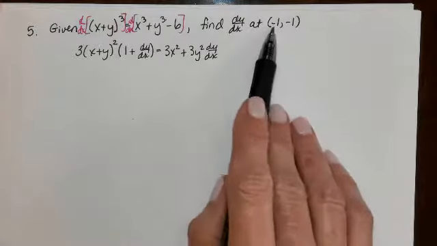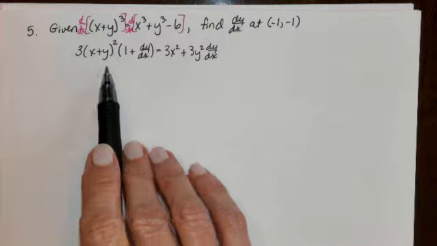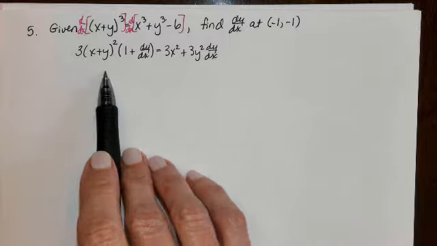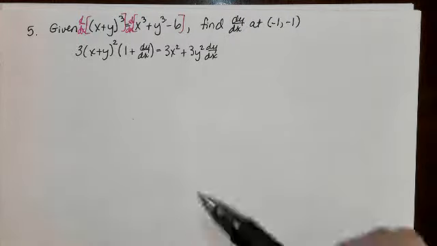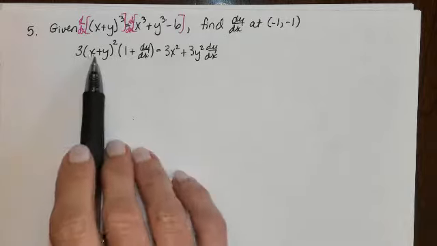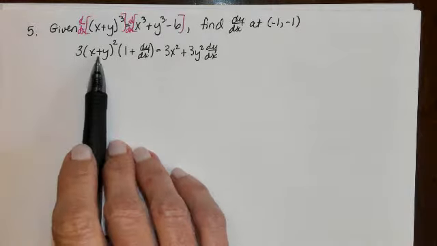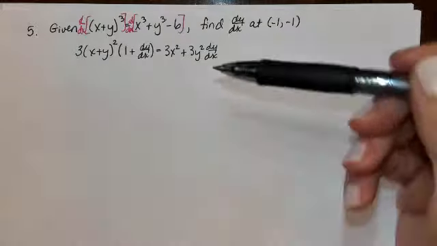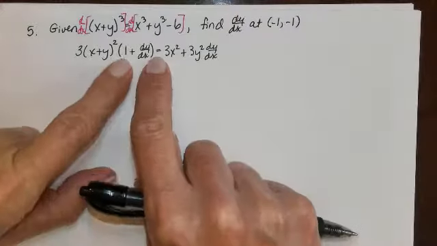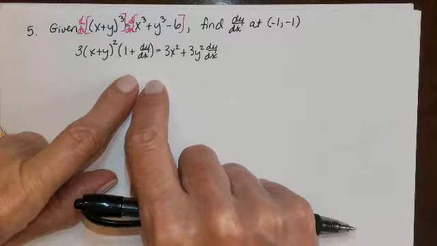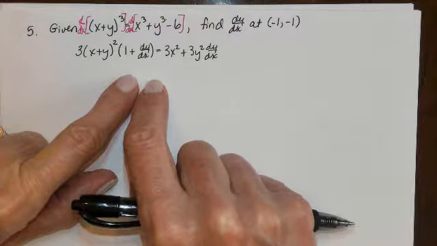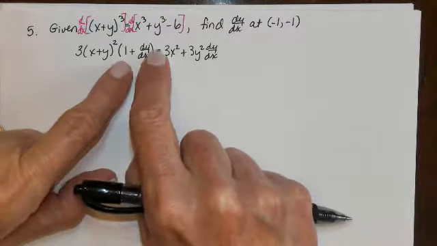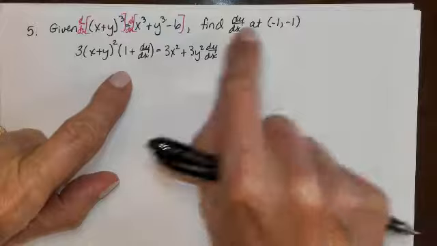When you plug in this point, you need to say what you're doing. We're communicating what we're doing. If I just went ahead right now, didn't say anything, and plugged in -1 for x and -1 for y all over the place, I would be implying that this line was equal to this line. And it's not, not all the time. They're only equivalent at that point.